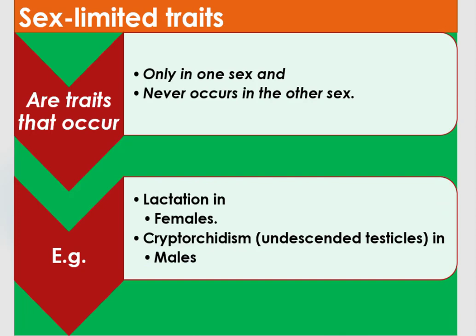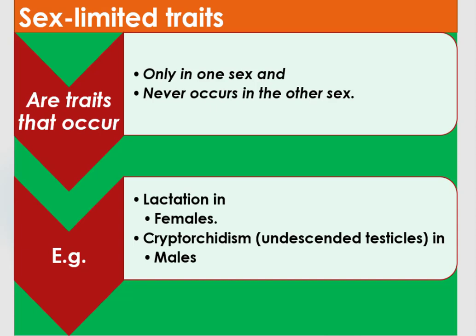Sex-limited traits. Sex-limited traits are traits that occur only in one sex and never in the other sex. For example, lactation. Lactation means the process of producing milk to feed the young. This only occurs in females, never in males. The second example, cryptorchidism, or undescended testicles, or the disappearance of testes after birth, only happens in males, never in females, since females have no testes.